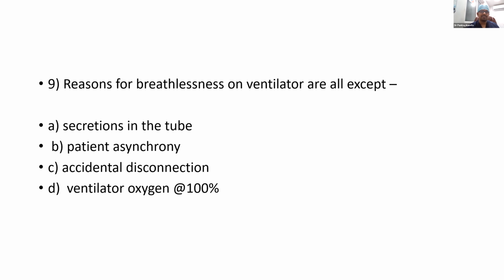Okay, we are a little short of time, so we'll just run through a bit. I think these are the last 2 questions. One is reasons for breathlessness on a ventilator, all except. We spoke about how on a ventilator, patients can still have breathlessness. So what can the reasons be? Reasons for breathlessness are all except one: A, secretions in the tube, B, patient asynchrony, C, accidental disconnection, or D, the ventilator oxygen is set at 100%.